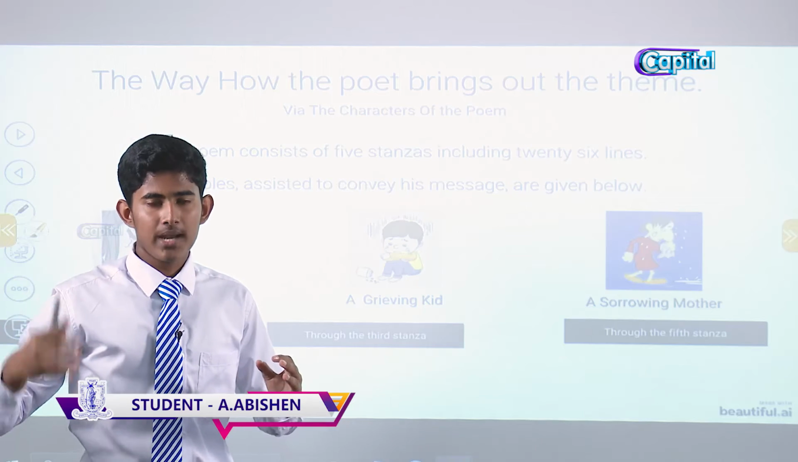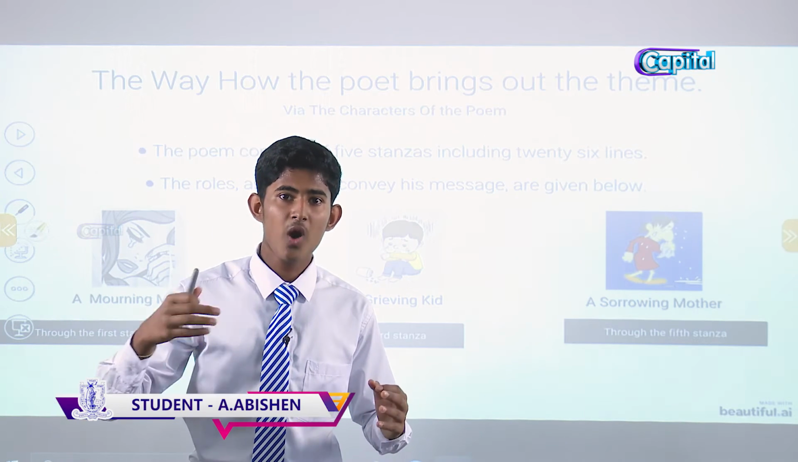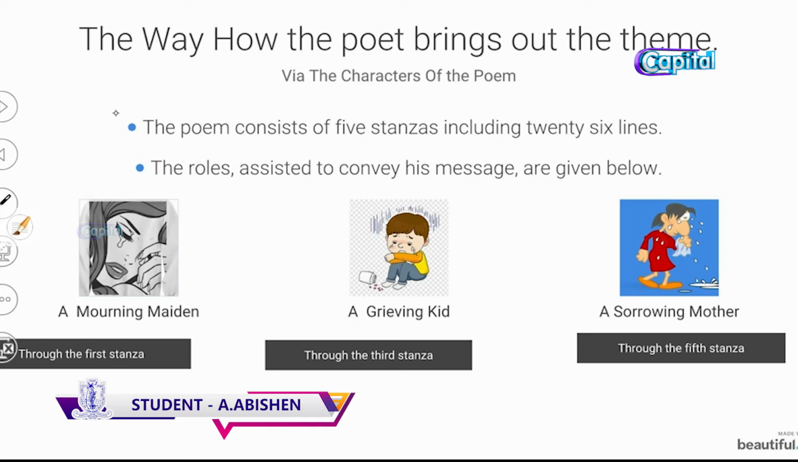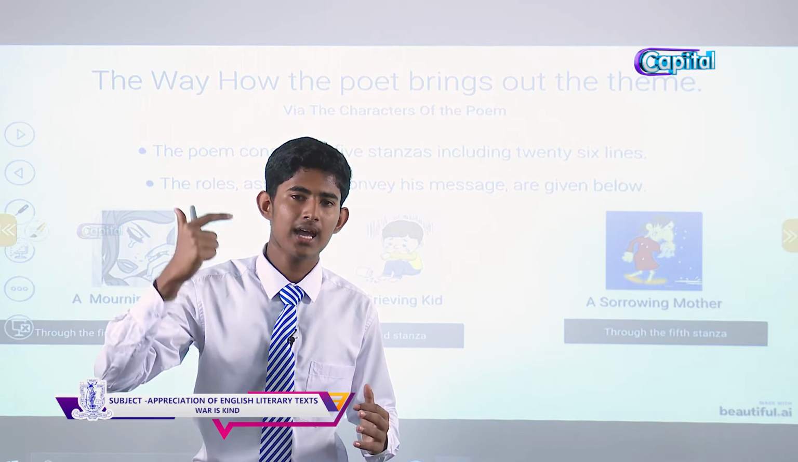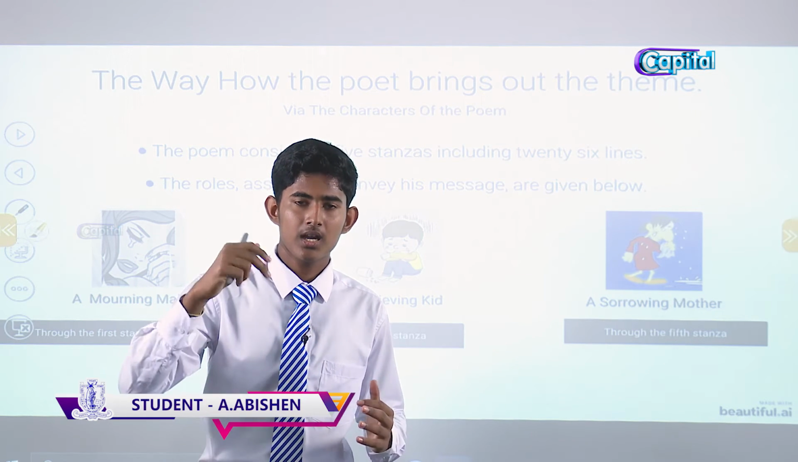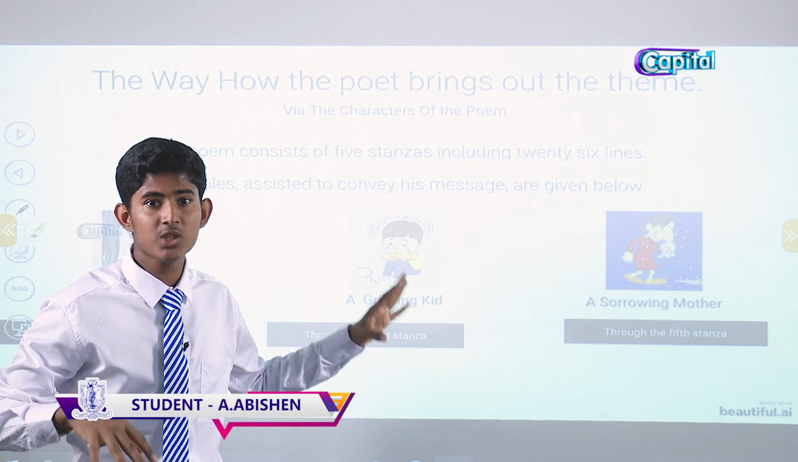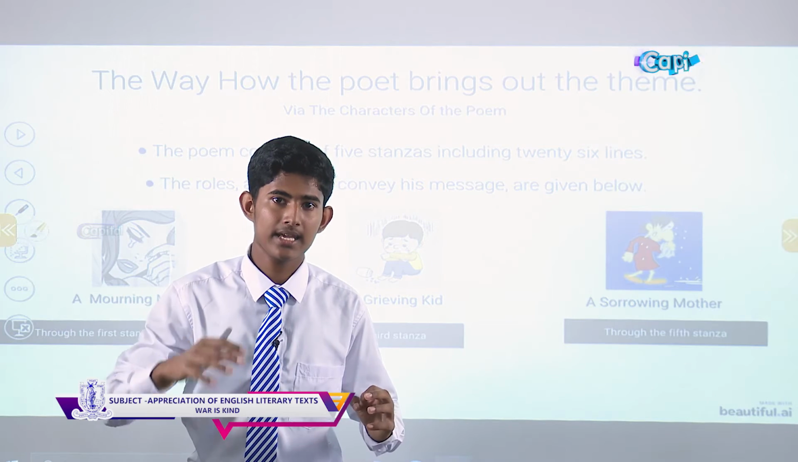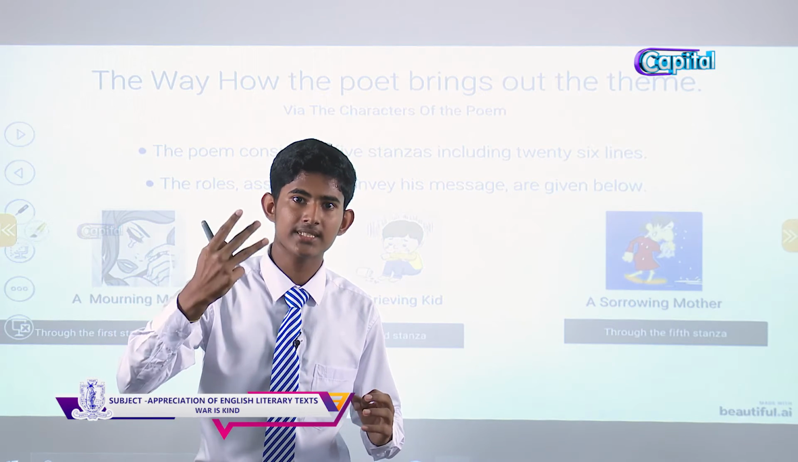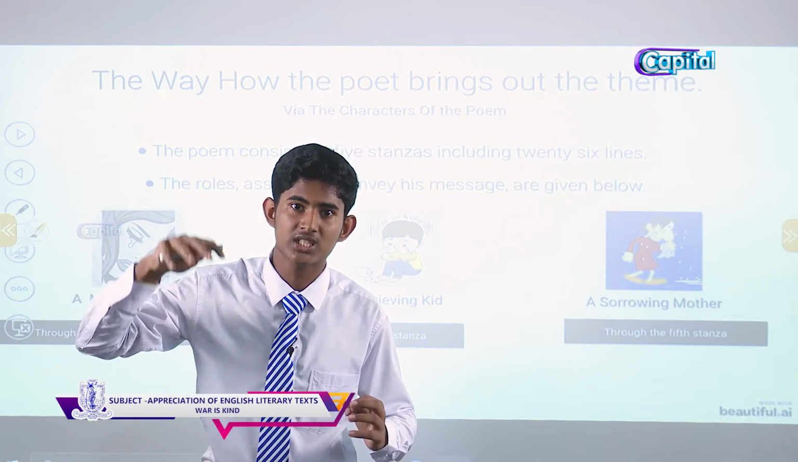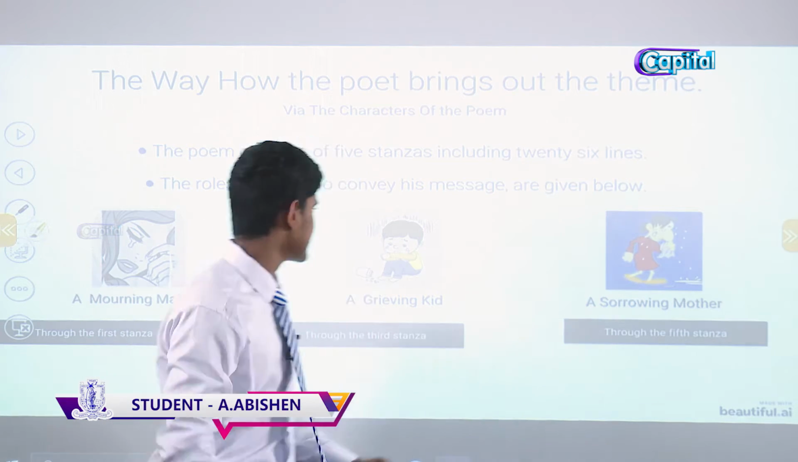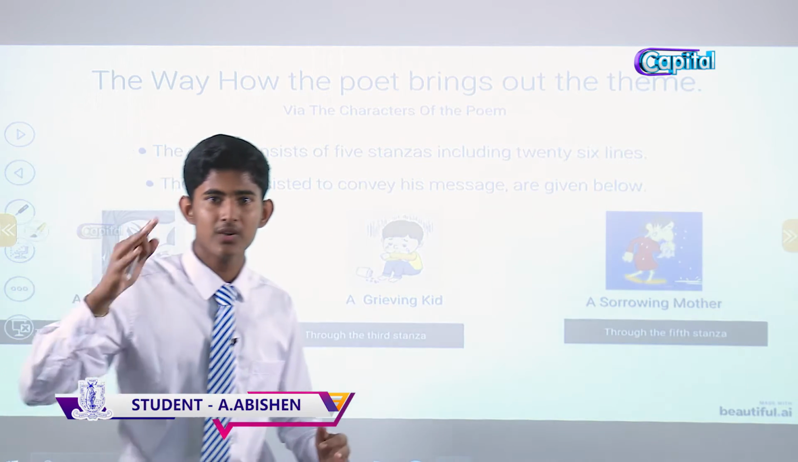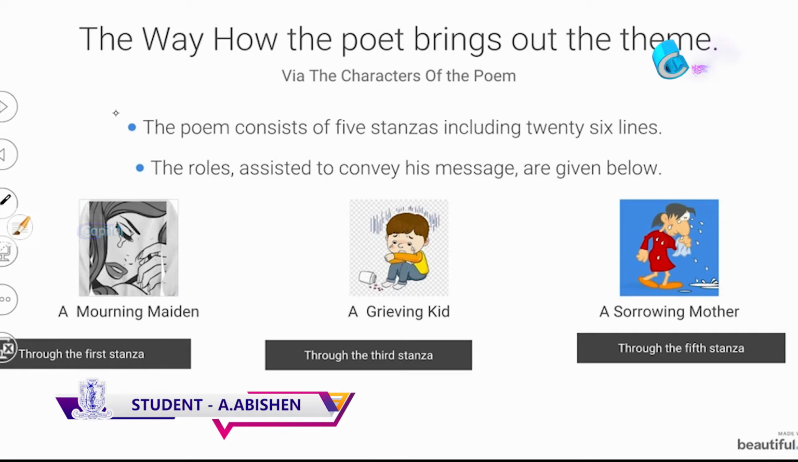The fabrication of the narrator. There are two main ways how the narrator fabricates his theme. The first one is using three personalities: a grieving kid, a mourning maiden, and a sorrowing mother. Actually, this poem consists of 5 stanzas, including 26 lines, and out of the 5 stanzas, in 3 stanzas the poet is describing the sufferings of 3 personalities named the mourning maiden, grieving kid, and a sorrowing mother.